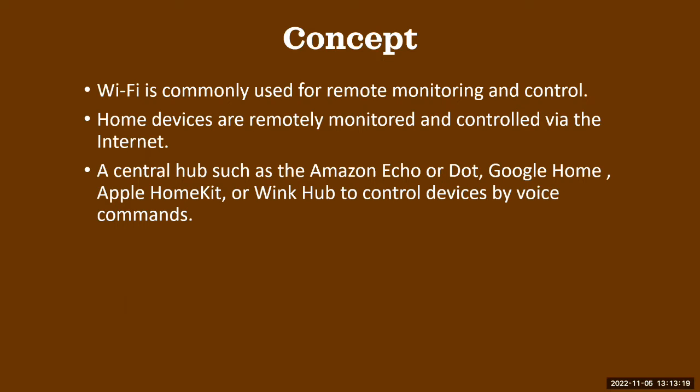Wi-Fi is commonly used for remote monitoring and control. Home devices are remotely monitored and controlled via the internet. A central hub, such as an Amazon Echo Dot, Google Home, Apple HomeKit, or Wink Hub, is used to control devices by voice commands.